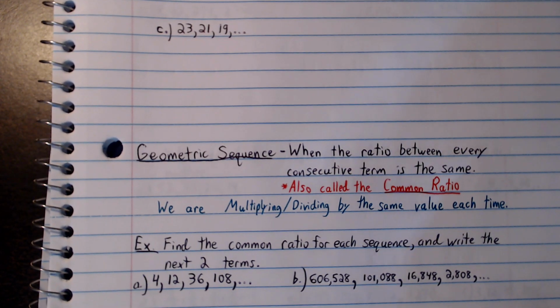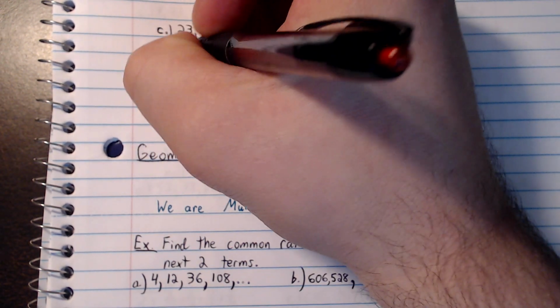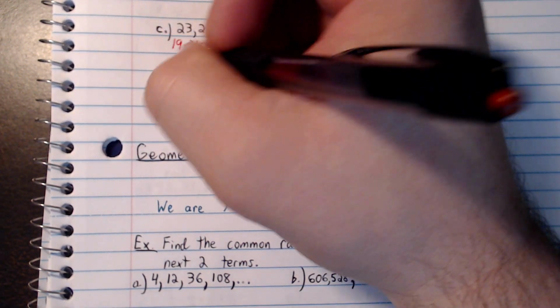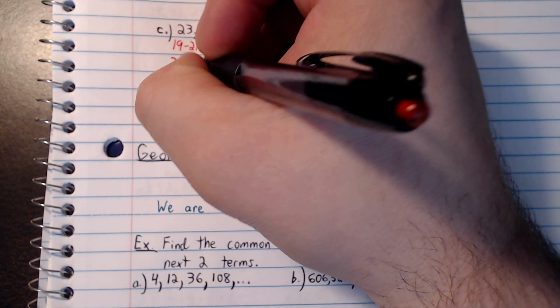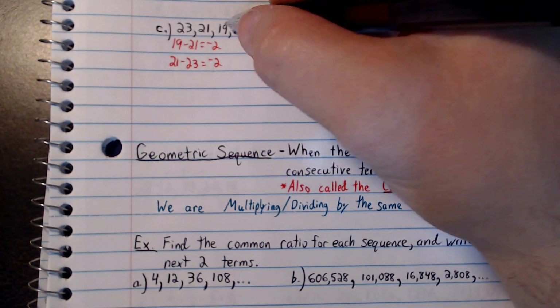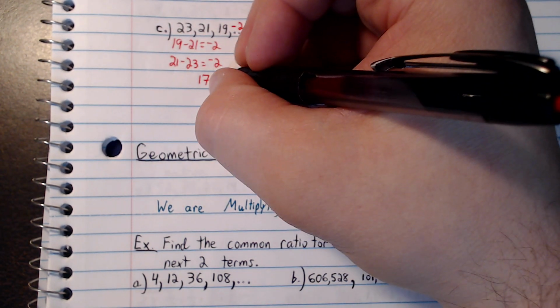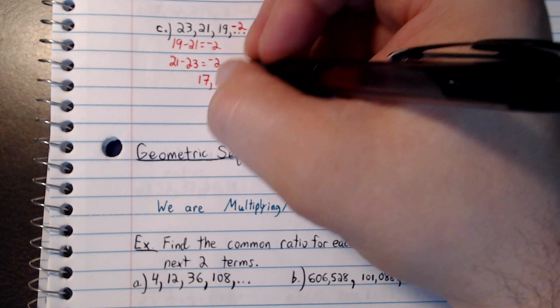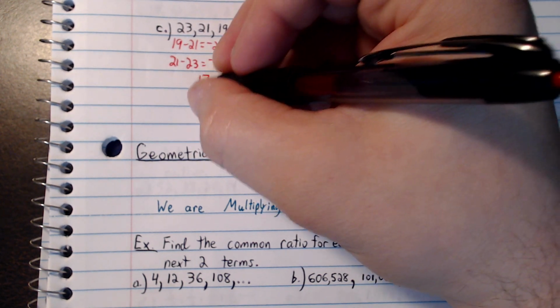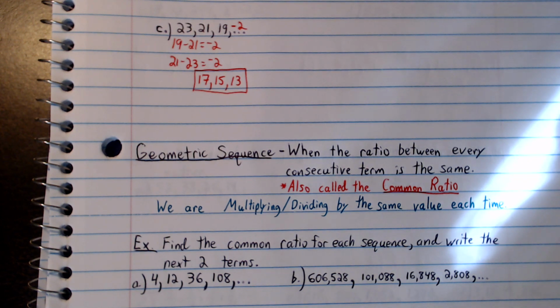And finally, the last one here. Let's see, 19 minus 21 is negative 2. 21 minus 23 is also negative 2. So we're subtracting 2 each time. So 19 minus 2, 17, minus another 2, 15, and minus another 2, 13. So those were arithmetic sequences, right?